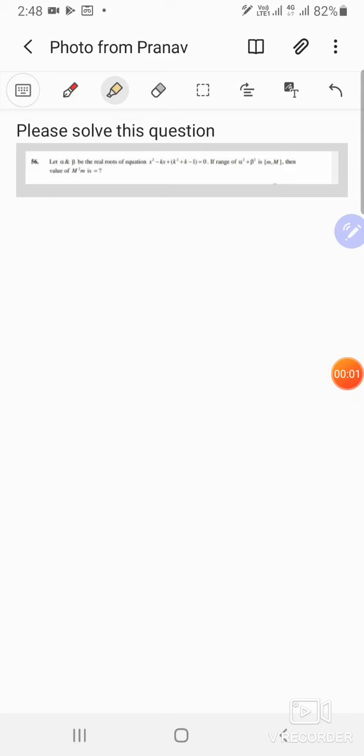Okay, let's do this question. So alpha, beta are the real roots of the equation x squared minus kx plus k squared plus k minus 1 equals 0. If the range of alpha squared plus beta squared is [m, M], then the value of capital M squared times small m is.